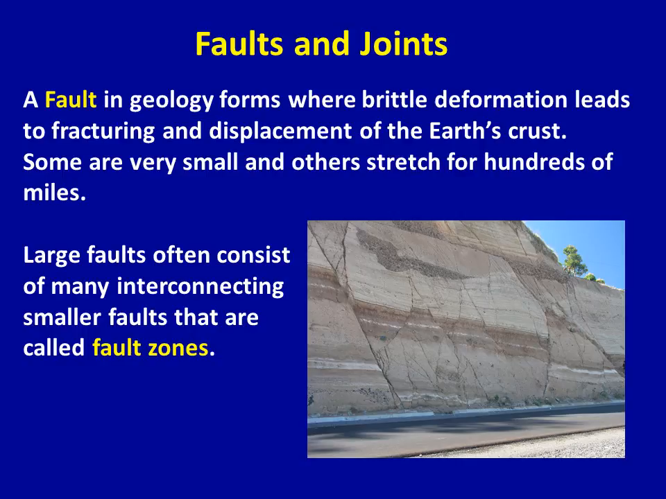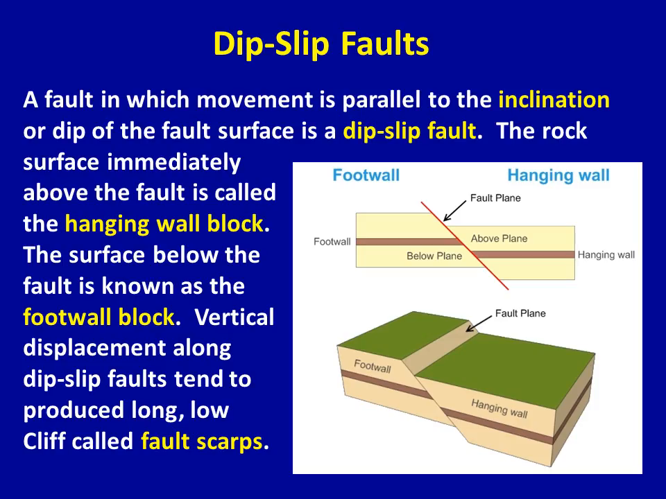So you see a fault there on the left side in particular, where that dark brown strata has been pushed upward on the left side relative to the same strata on the right side. Now, large faults often consist of many interconnecting smaller faults that are called fault zones. And there are a number of types of faults.